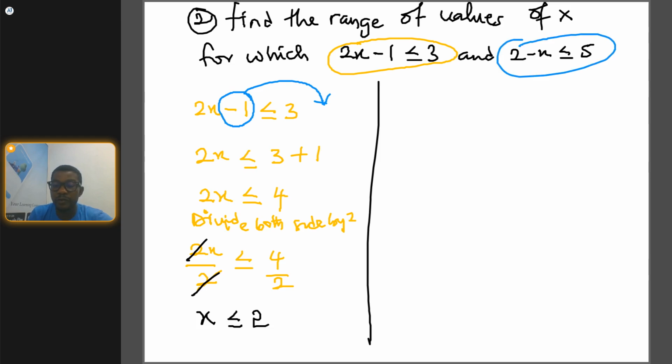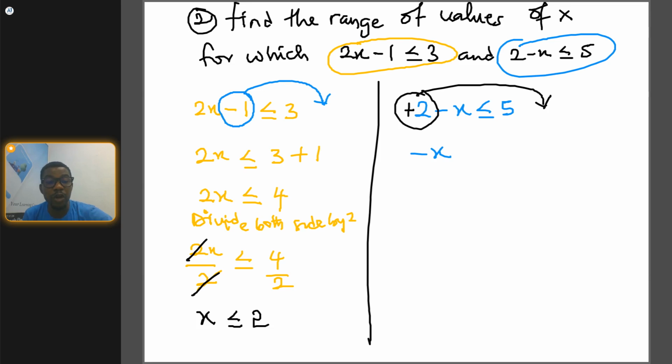We need to solve this also separately. 2 minus x is less than or equal to 5. By collection of like terms, if this guy, which is plus 2, is going to the other side, you are going to have minus x, because the minus belongs to x, not to 2. The sign that belongs to 2 is plus, and that is why when plus 2 crosses the equal sign, I'm going to have minus 2. So minus x now is less than or equal to subtracting 2 from 5, that is 3.